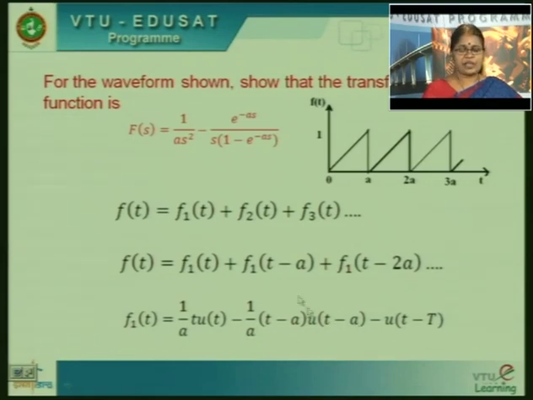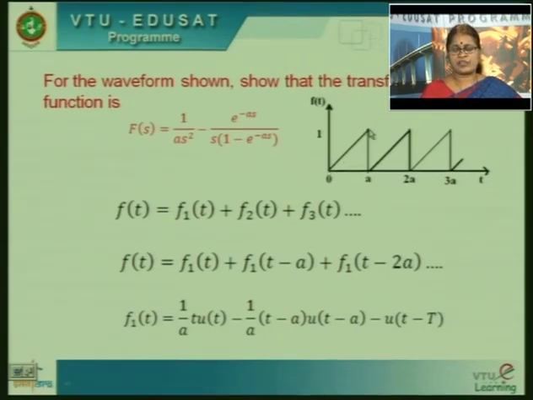And if I add these two signals alone, what will be the resultant? The resultant signal will be a ramp signal from 0 to a, and thereafter it will have a magnitude of value 1. So, I need to cancel out that 1. What should I do? I need to add another step function having a magnitude minus 1. So, f1 of t can be written as 1 by a t u of t, minus 1 by a, t minus a, u of t minus a, minus u of t minus a. This gives you the first cycle of the periodic waveform.